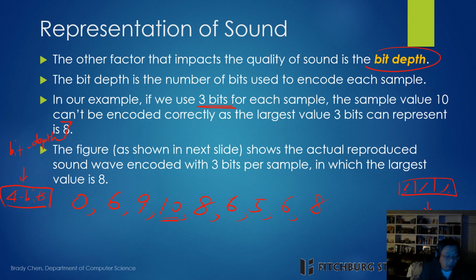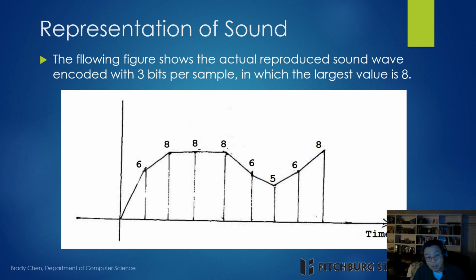So let's take a look at this figure. Now this is the same example we used in the previous slides. However, the bit depth we use is 3 bits instead of 4 bits. Now, as we mentioned in the previous slide, with 3 bits, the largest number we can represent is 111, which is 7. So the largest number we can represent is 7.